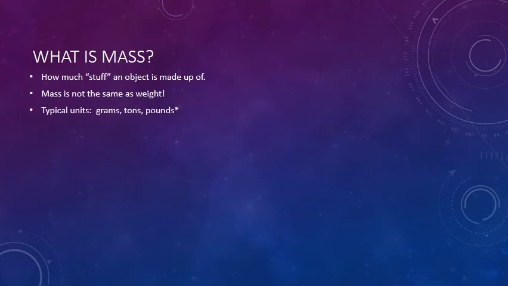Some typical units of mass: grams, tons are units of mass. Pounds is actually a weight because it's how hard Earth is pulling you down, but it is something we will occasionally refer to because you guys are so much more familiar with pounds than you are with grams. The official physics unit is a kilogram.